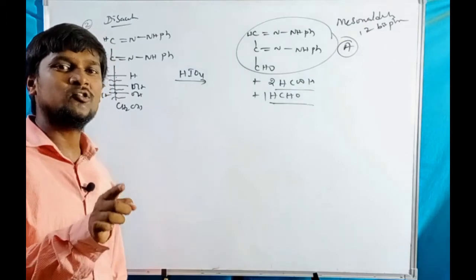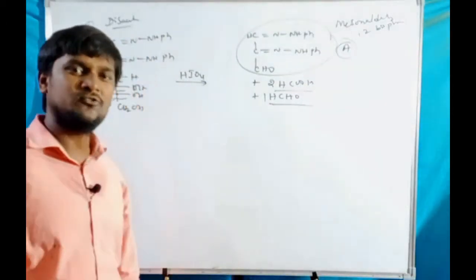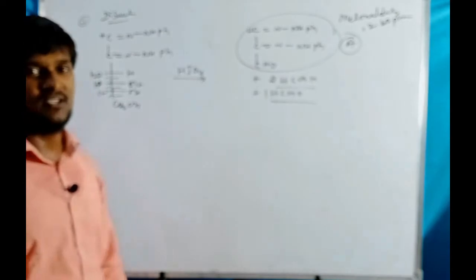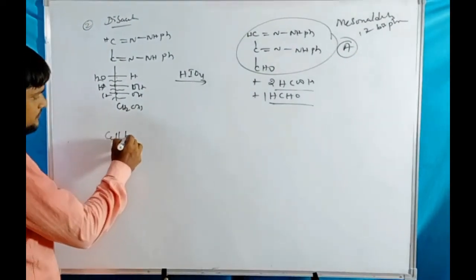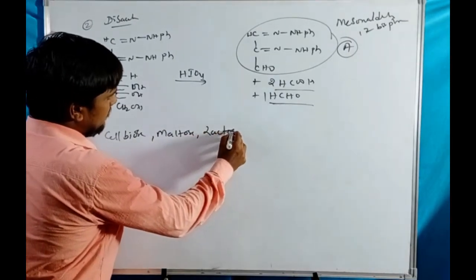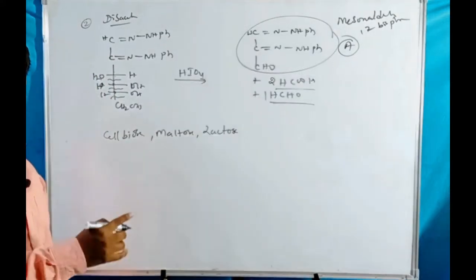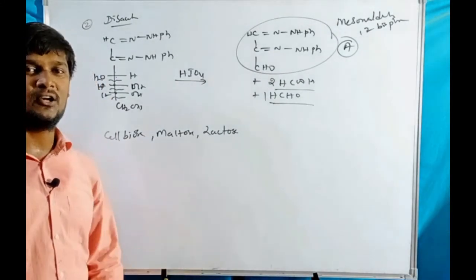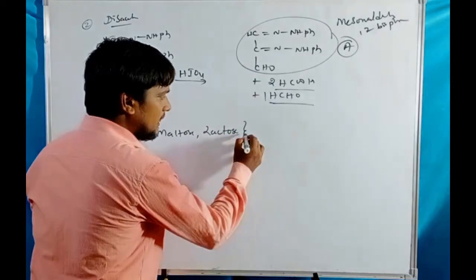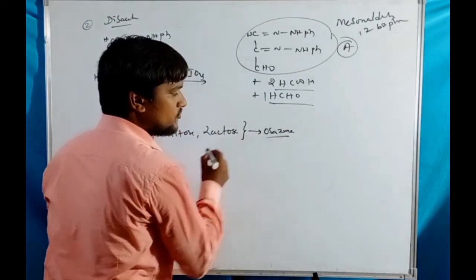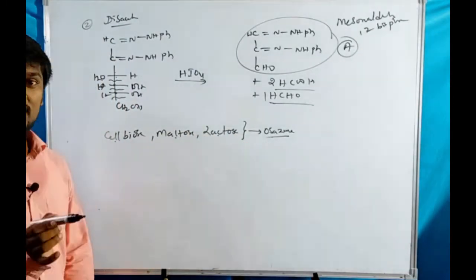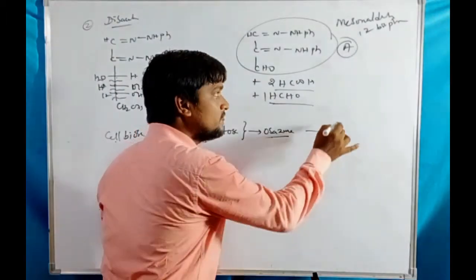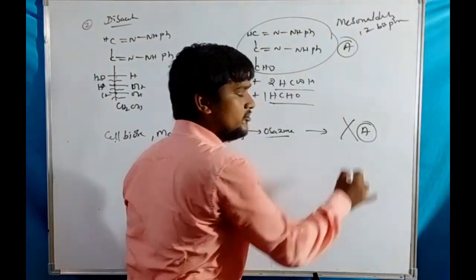Reducing sugars will give osazone derivatives and can undergo mutarotation. Now among all the disaccharides, cellobiose, maltose and lactose are reducing sugars. We know that these three are reducing sugars. Sucrose is a non-reducing sugar. So these three give the osazone derivative test, and these osazone derivatives do not form A.